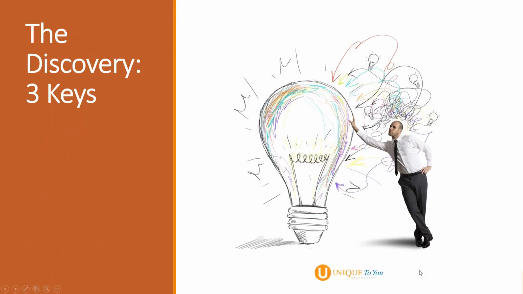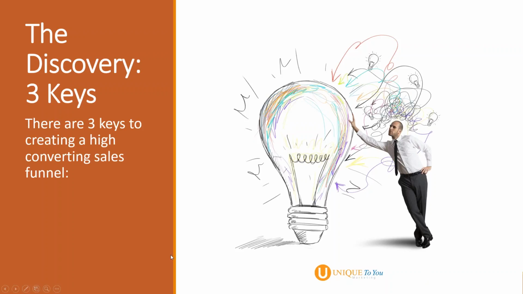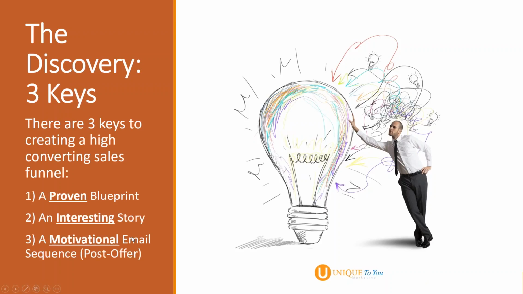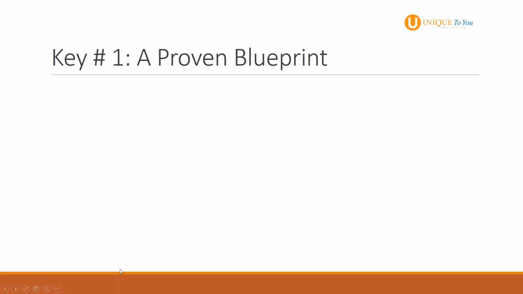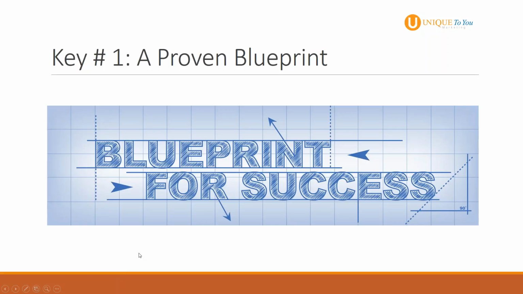So that within itself is a discovery. These 3 keys are a discovery. Okay, the 3 keys to creating a high converting sales funnel. And they are 1, a proven blueprint, 2, an interesting story, and 3, a motivational email sequence post-offer. So let's talk about these 3 keys right now, beginning with the proven blueprint.